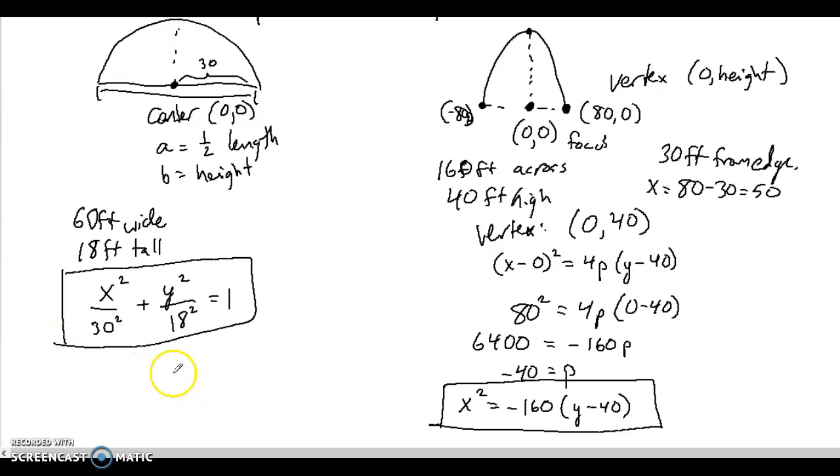If I want to find the height 15 feet from the center, then my x value will be 15. If I want to find the height, let's say, 10 feet from the side, then I'm going to let x be 30 minus 10. So I hope this video helps out on getting us started on application problems.